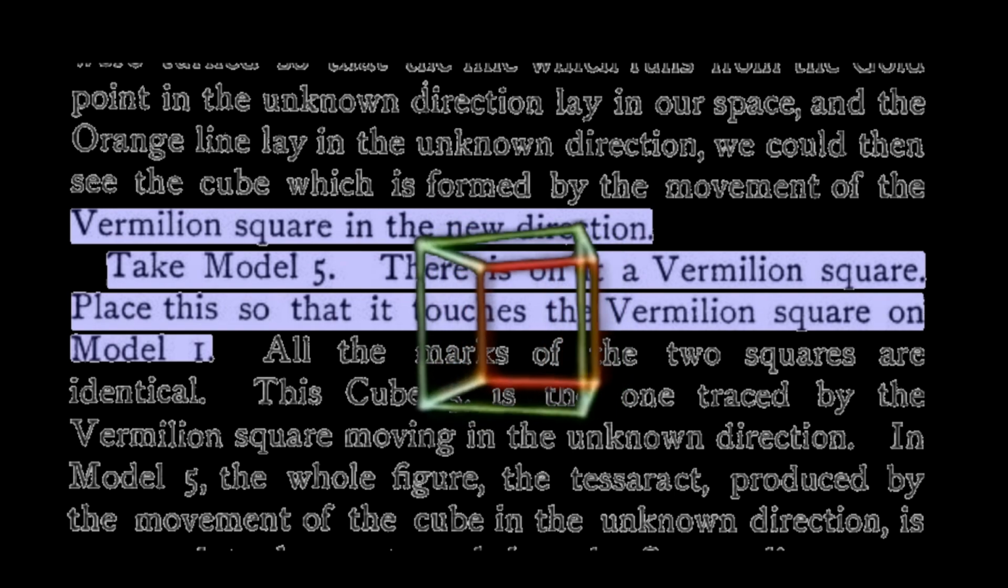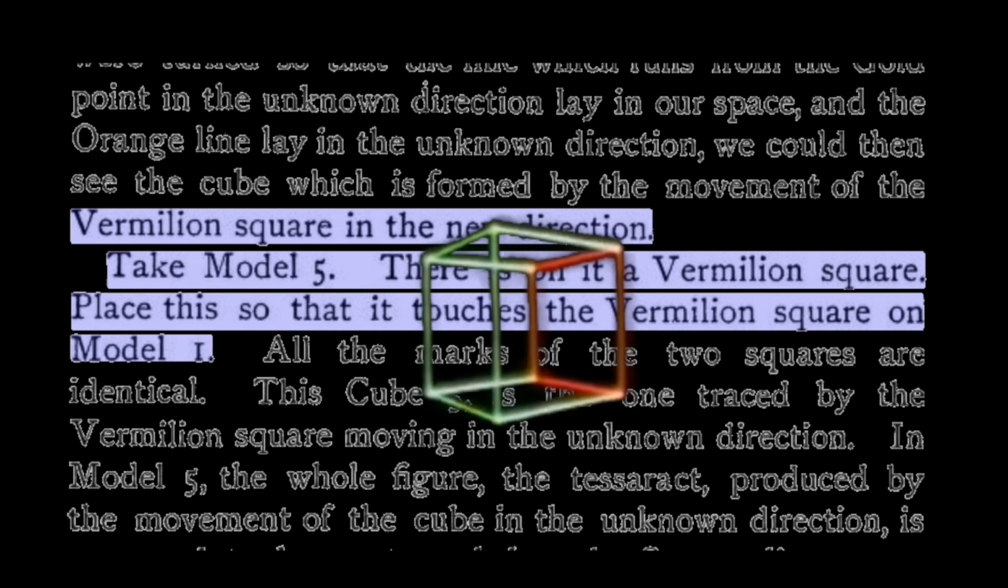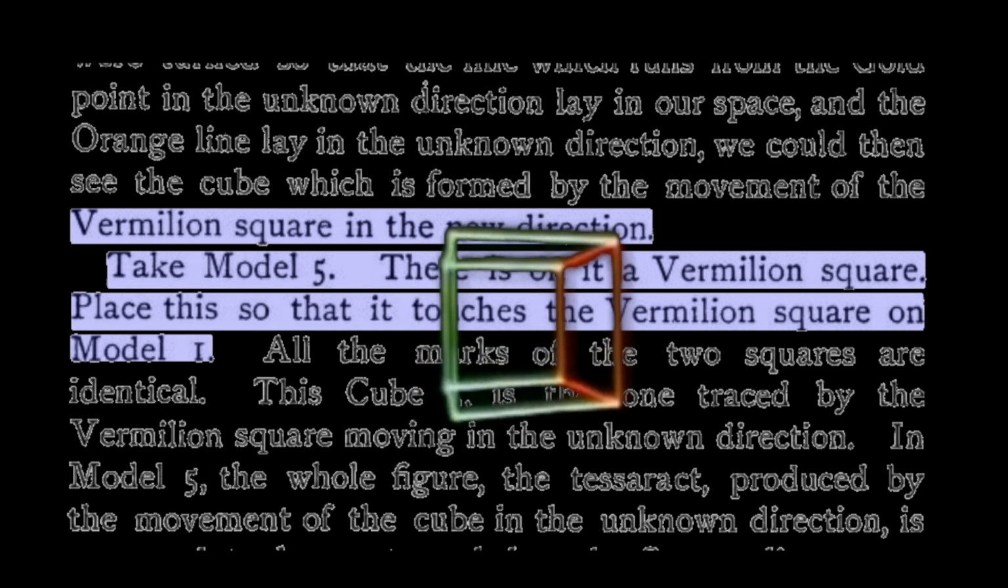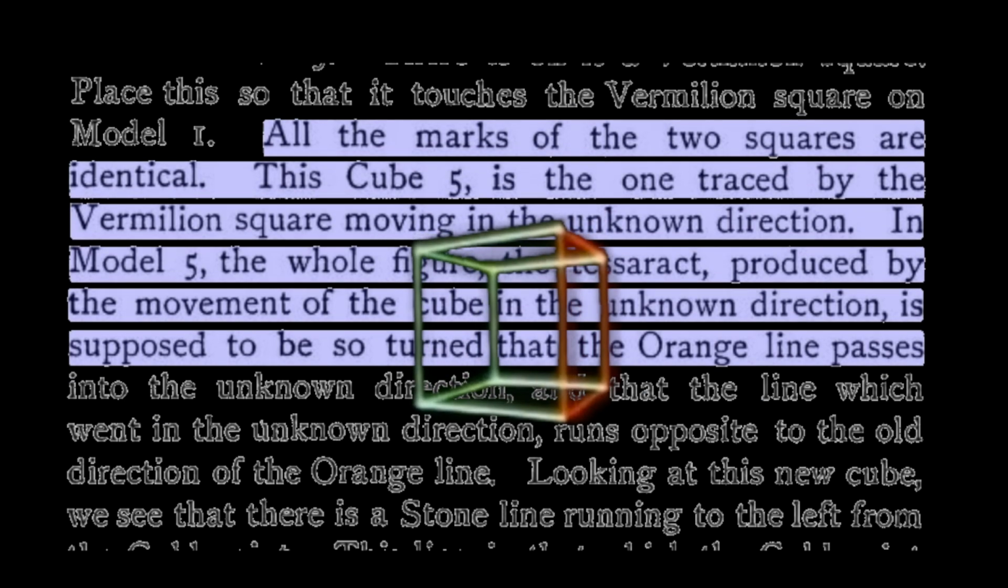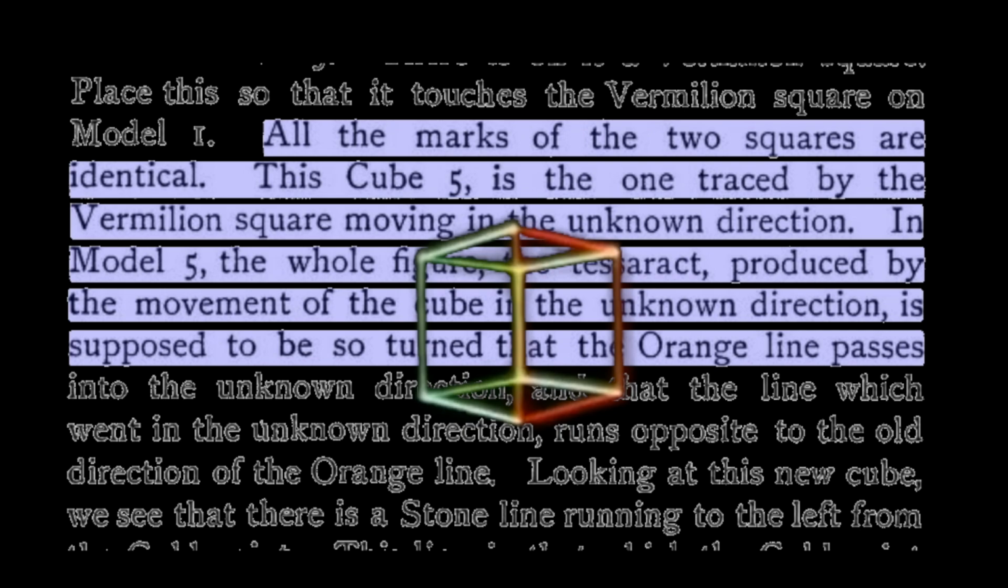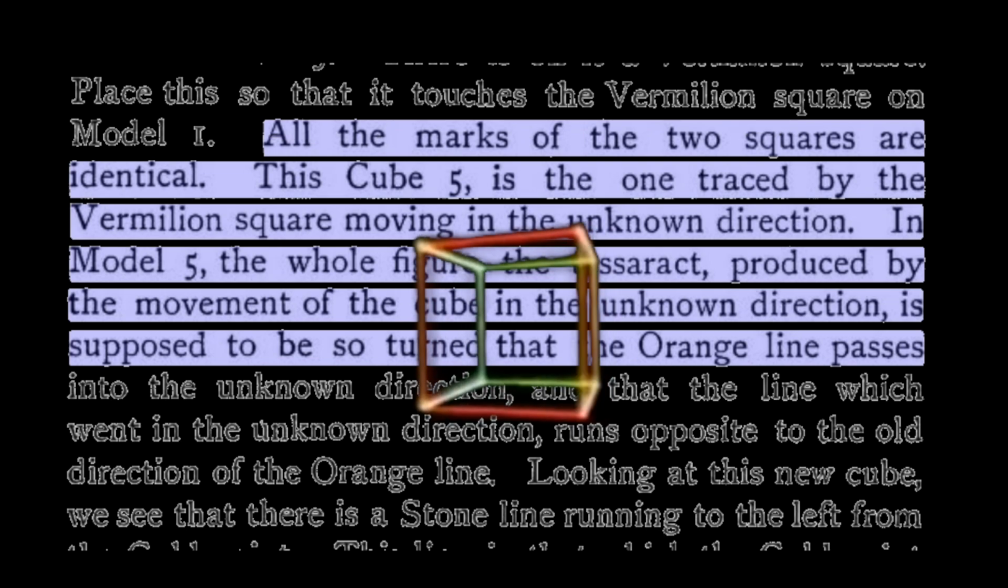Take Model 5. There is on it a vermilion square. Place this so that it touches the vermilion square on Model 4. All the marks of the two squares are identical. This cube 5 is the one traced by the vermilion square moving in the unknown direction.